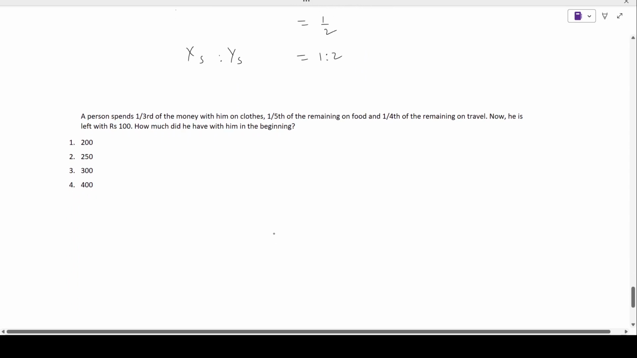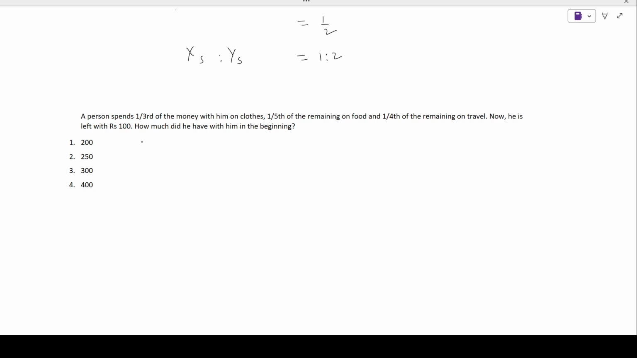A person spends 1/3 of the money with him on clothes, 1/5 of the remaining on food, and 1/4 of the remaining on travel. Now he is left with rupees 100. How much did he have with him in the beginning?